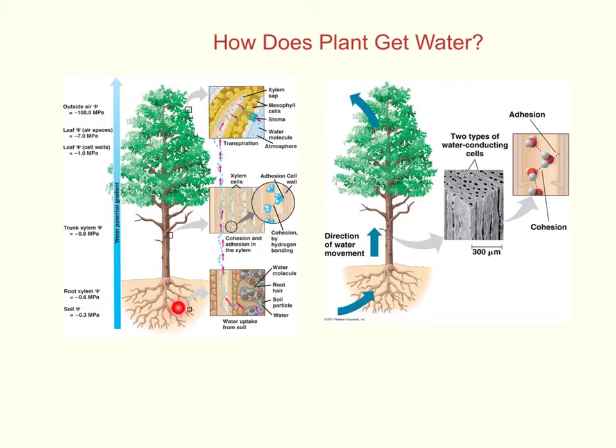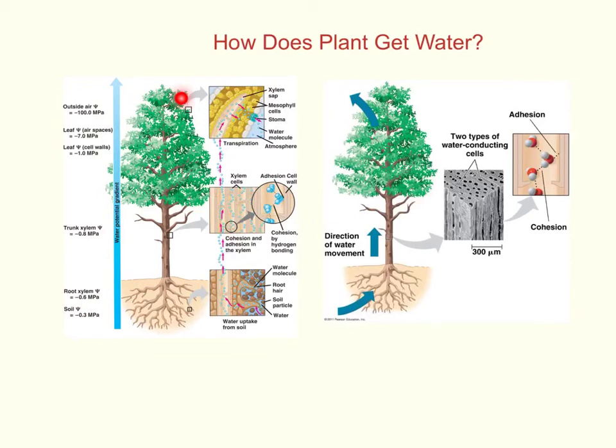You'll notice that the water here adheres to the side of the xylem. We talked about adhesion versus cohesion, and the reason that this water adheres or sticks to the sides of the xylem is because of, you guessed it, hydrogen bonding. We keep saying hydrogen bonding is going to keep coming up over and over again in biology, and this is another example of hydrogen bonding really impacting the function of a biological system.